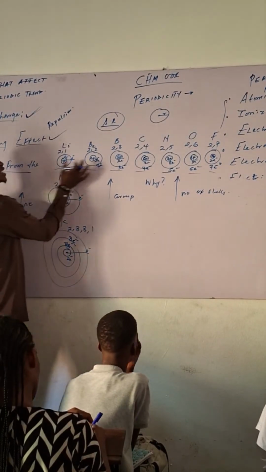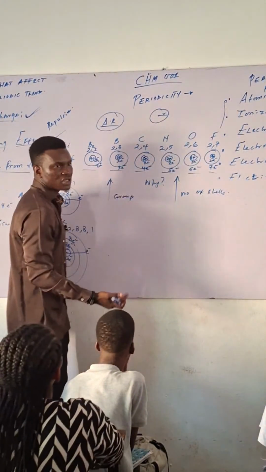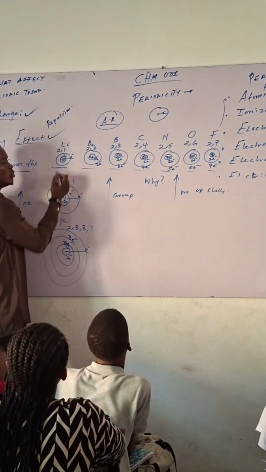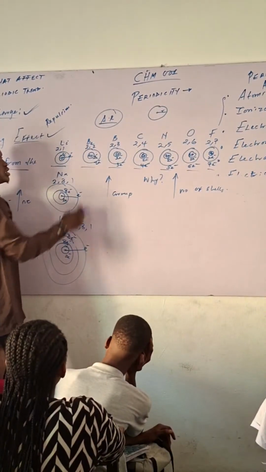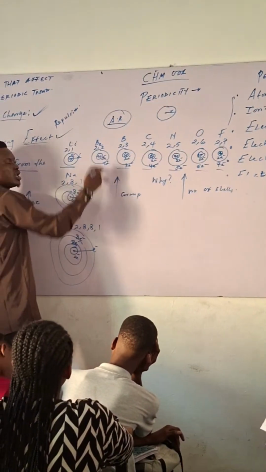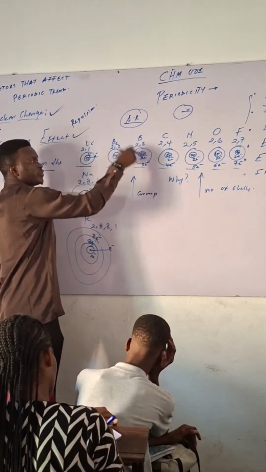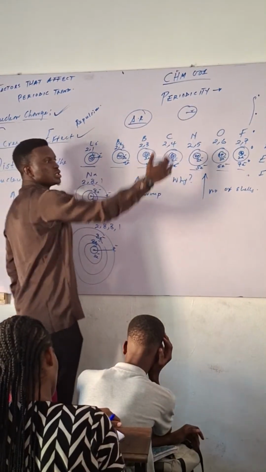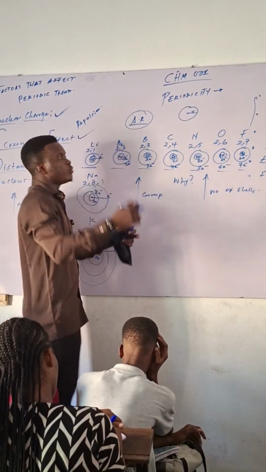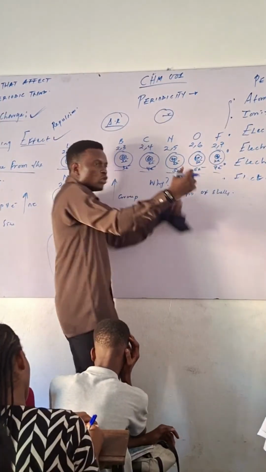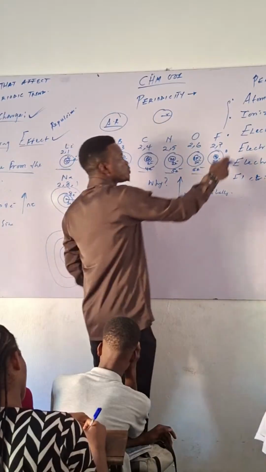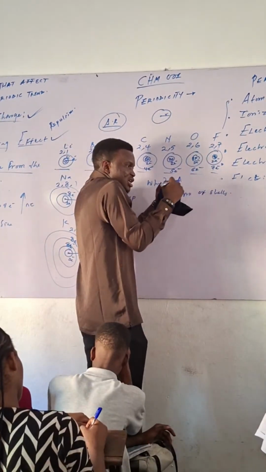Look at this now. Their sizes are the same, but the load on this one is not much. So this one has 3 protons, 3 electrons. This one has 4 protons, 4 electrons. 5 protons, 5 electrons. So as you go on, the load is getting more. Which means the one with 9 protons and 9 electrons has more pull, and as it is pulling, the shell will be shrinking.